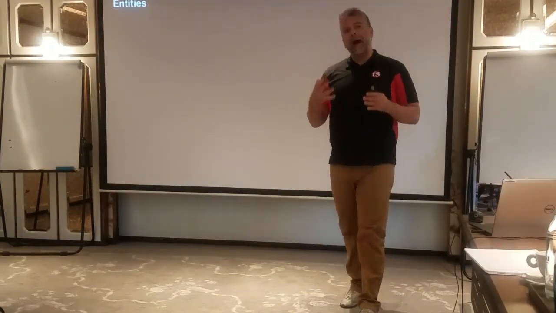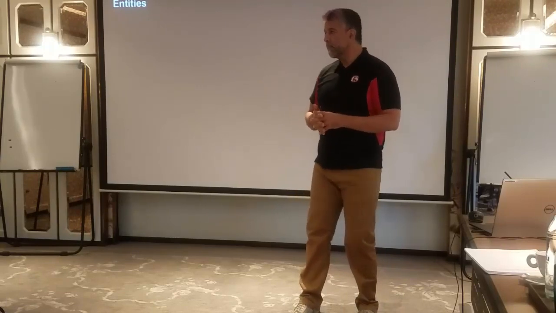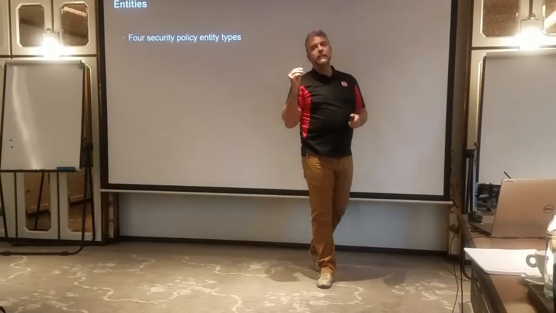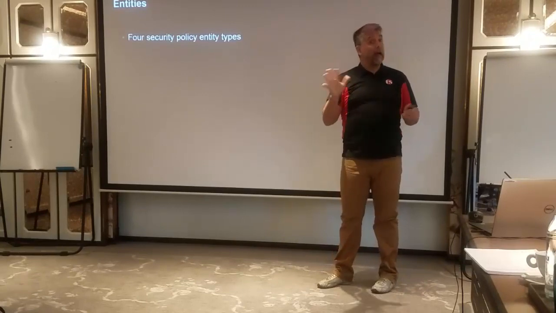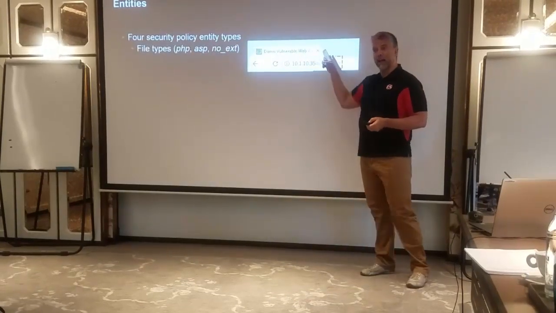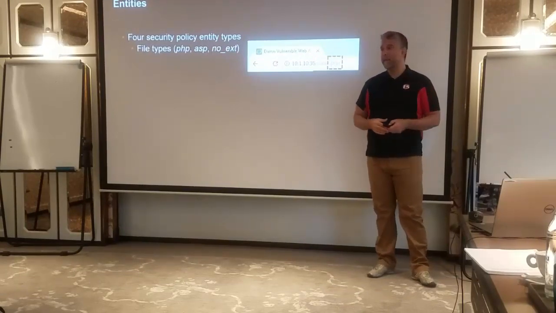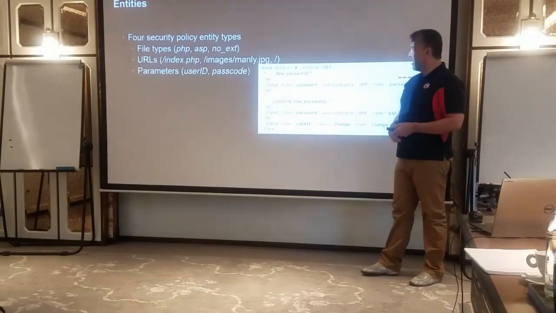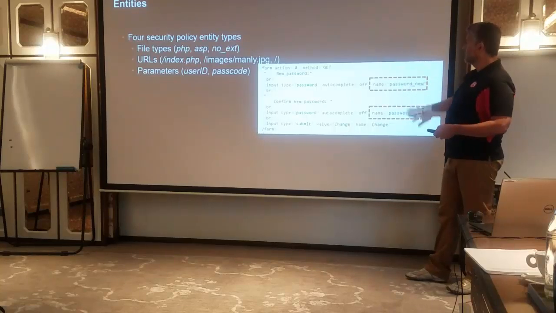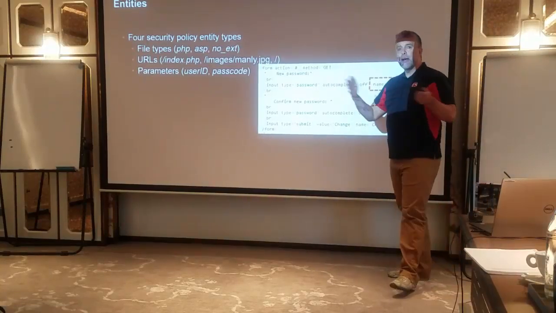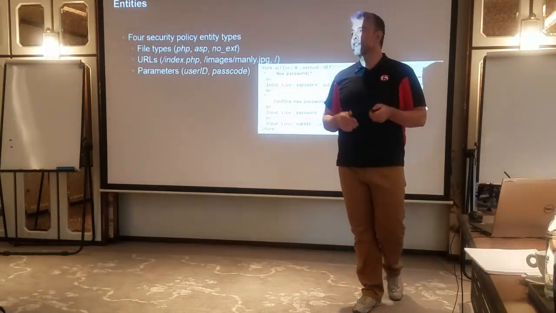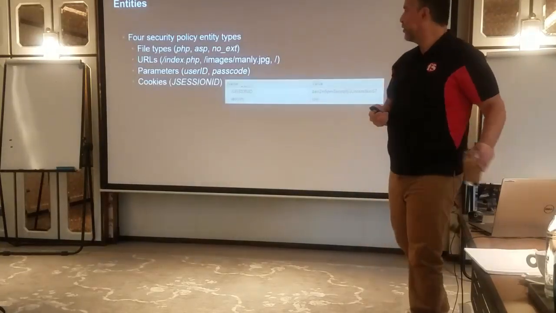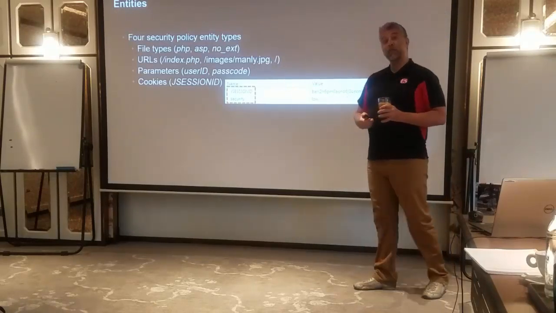First thing to understand about security policies is this concept called entities. In ASM, there are 4 different entity types, which you've already had a little experience with. The first is your file types. That is known as an entity. We also have URLs, also known as an entity, and then the parameters, like username and password. Those are entities. And we have a 4th entity. Anybody know what it is? Cookies. Cookies, very good. Cookies is also an entity.